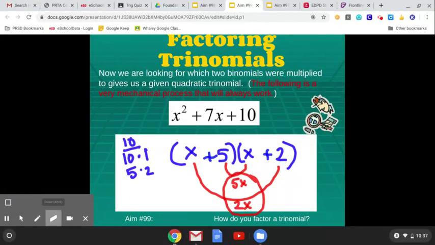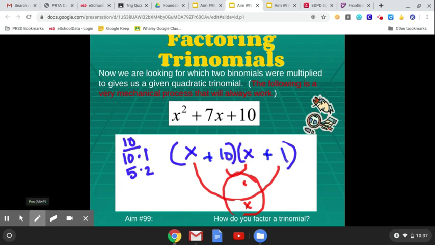Let me just show you what would have happened if I had chosen 10 and 1 instead of 5 and 2. 10 times 1 multiplies to be 10, somebody might tell me. Yeah, but 10 times x gives me 10x. 1 times x gives me 1x. Those don't combine to give me this 7x in the middle that I need. So that's why 10 and 1 won't work.